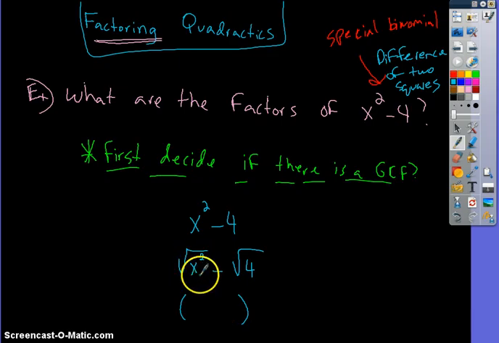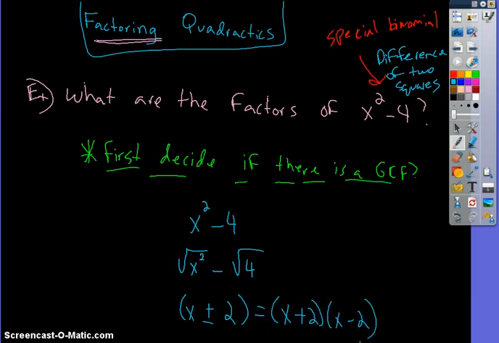So the square root of x squared is x, and the square root of 4 is 2. And then I put a plus or minus sign there. That means I have a positive and a negative version of this 2. So that means this is really the same thing as x plus 2, x subtract 2. Meaning that x squared subtract 4 simplifies to x plus 2 times x subtract 2. And those are the factors of it.